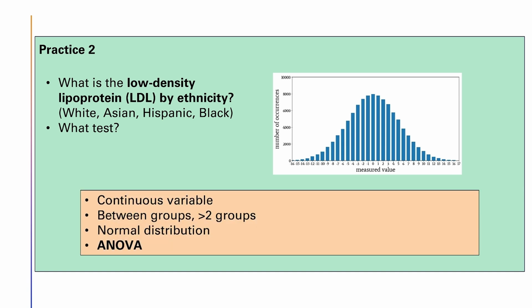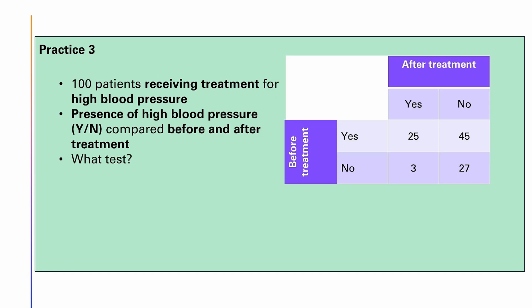So we are once again looking at a continuous variable that follows a normal distribution in our data set. However, this time there are more than two categories being compared, which are the different NECTs. So the appropriate test here is the ANOVA test. Okay, so let's move on to our third example.